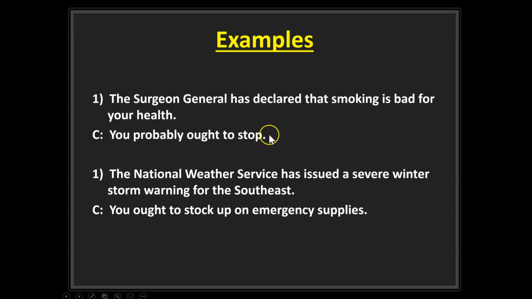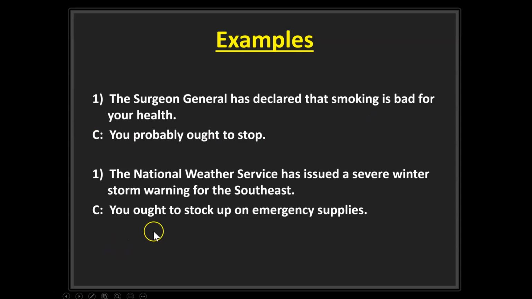Let's take the first example and the conclusion first. Hey, you ought to stop smoking. Well, why? Because the Surgeon General has declared that smoking is bad for your health. Because this person said so, and ostensibly this person is an expert. So you're not saying because it causes cancer or you'll get cancer in the future or whatever. It's saying because this person has said so. And this person, like I said, ostensibly is an expert or an authority, so you ought to stop.